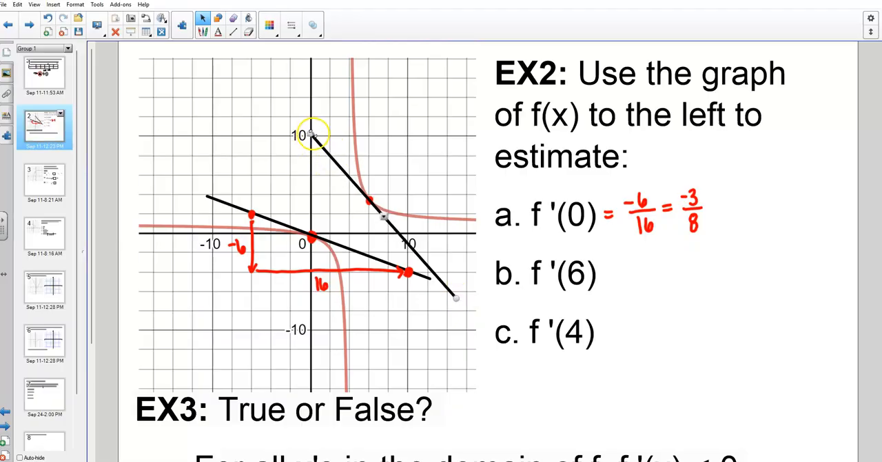Drag this on out. Okay, maybe right here, down to... I mean, really, it's just about -1, isn't it? It's not quite. Maybe about right here. Let's see, that would be down 16 to the right, 14, so -8/7. Any guess that's close to -1 would probably be a pretty good guess right there.